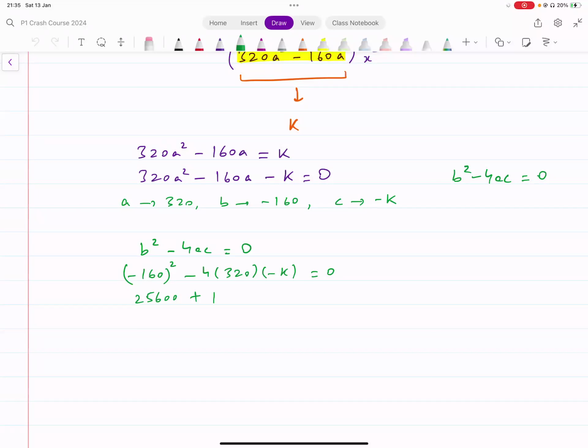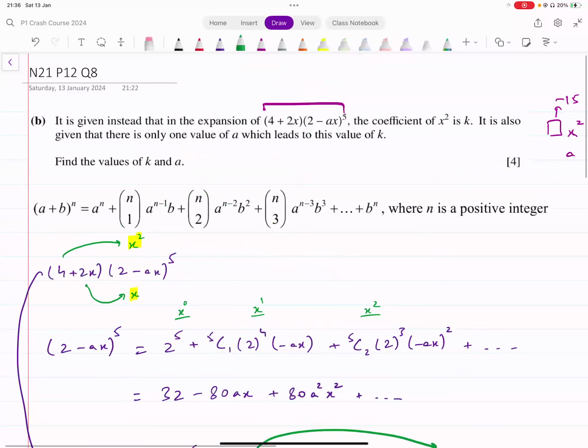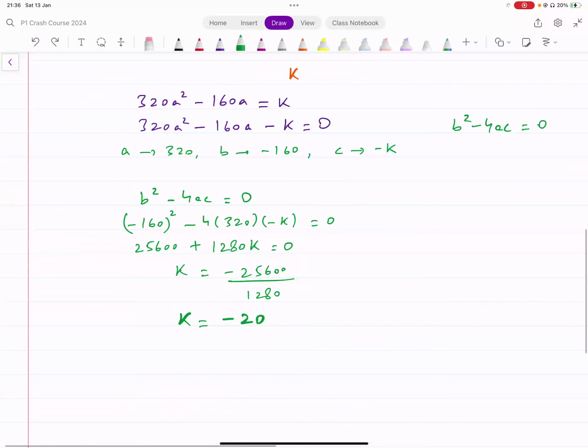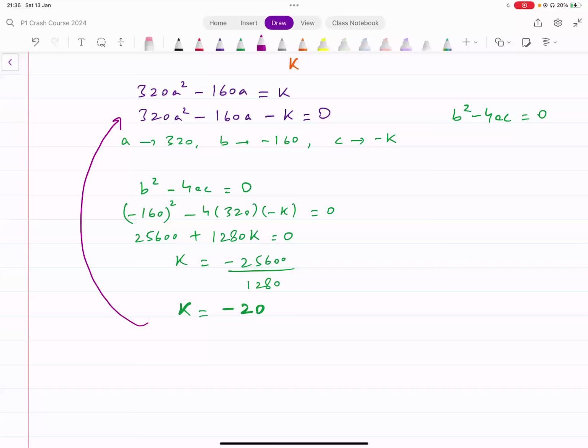1280 times k, that equals 0, and the value of k turns out to be minus 25600 divided by 1280. What do we get from this? Minus 20. So that should be the value of k that we get from this. Once we have the value of k, it's pretty long, but now you can input this back in this equation and solve that quadratic equation, and we'll get the value of a from that as well.